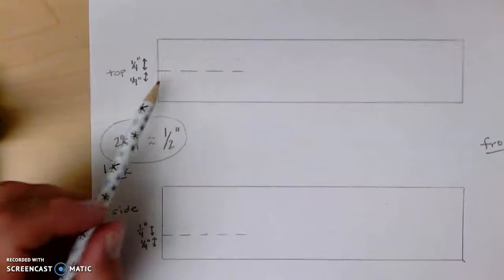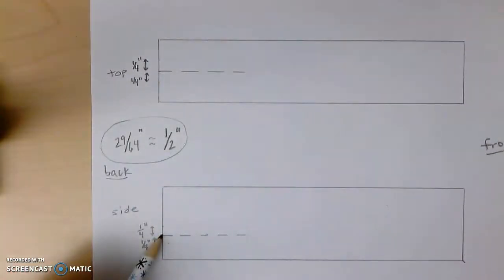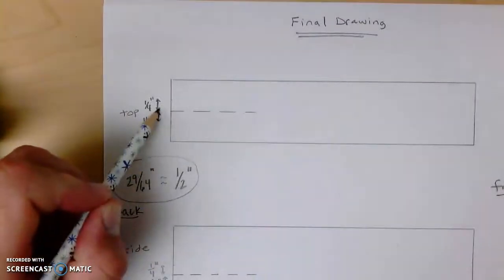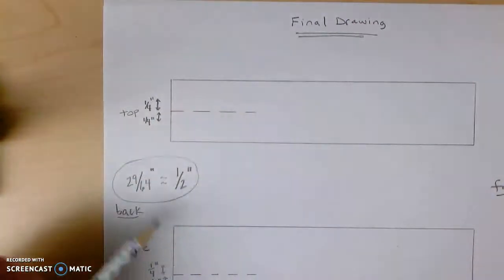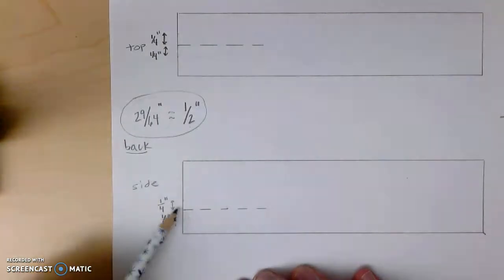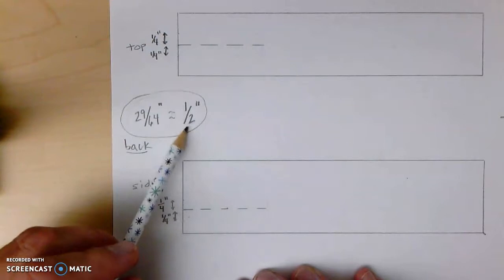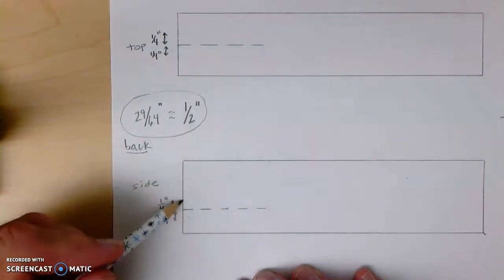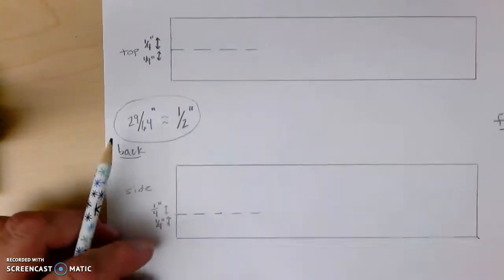So what we can do, if we have the midpoint of our hole, the center point of the hole that we're going to drill, 1/2 an inch is 1/4 plus 1/4. So all we need to do is measure 1/4 of an inch above, 1/4 of an inch below, and create where that hole is going to be drilled. The same thing again on the side view. If the diameter is 29/64, which we're going to say is about 1/2, measure 1/4 of an inch above, 1/4 of an inch below, and draw that dotted line in there.